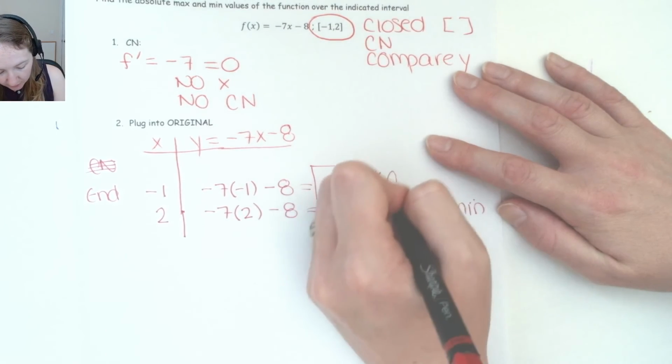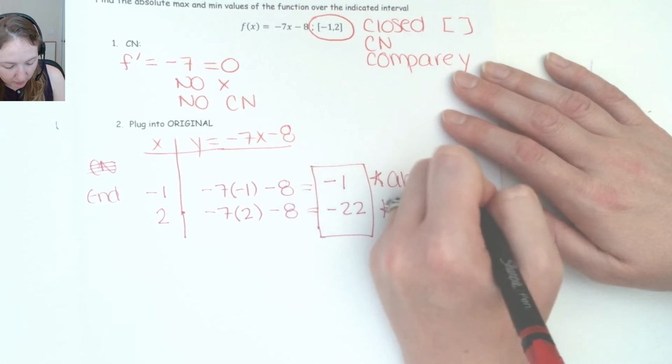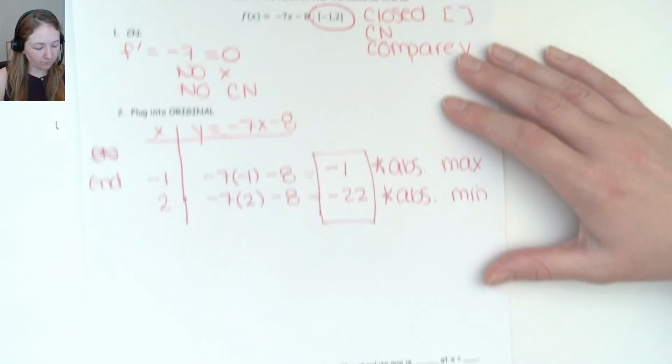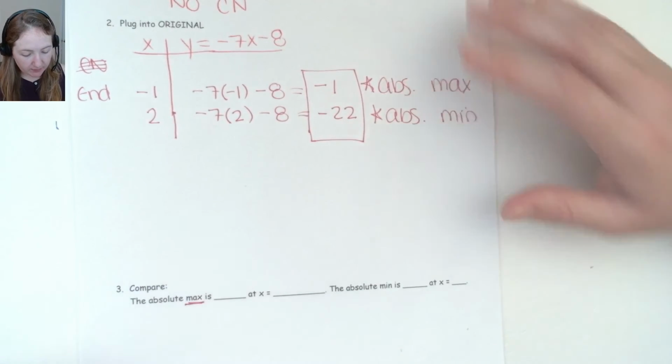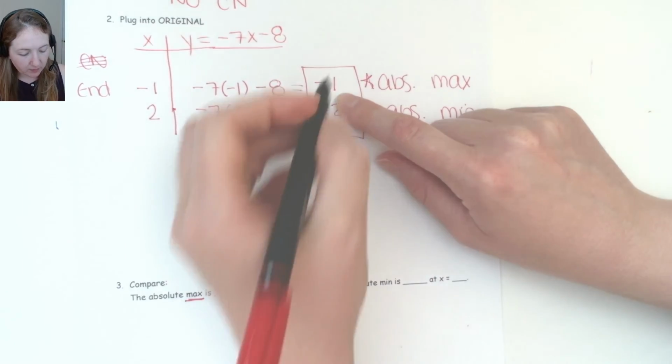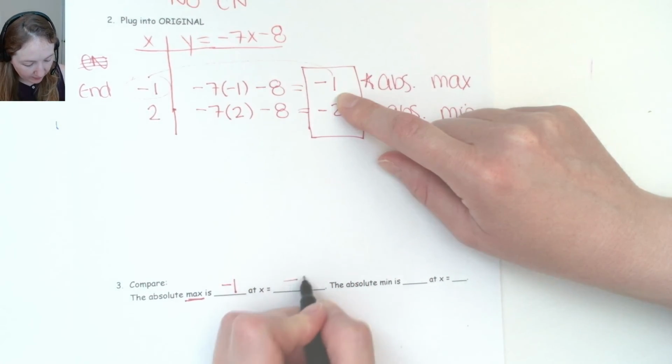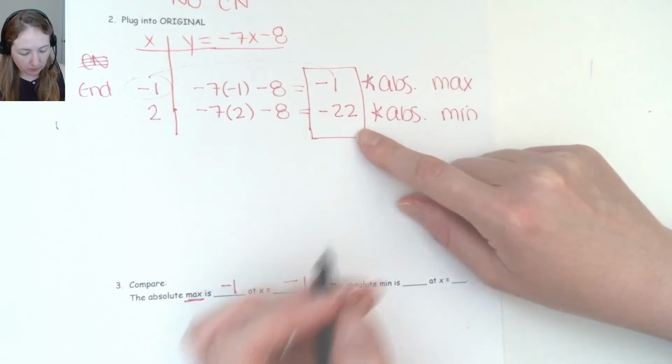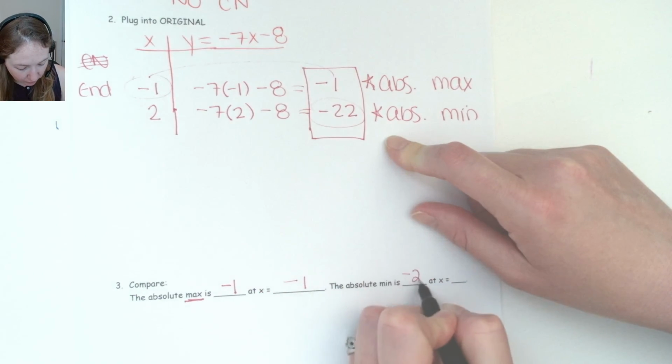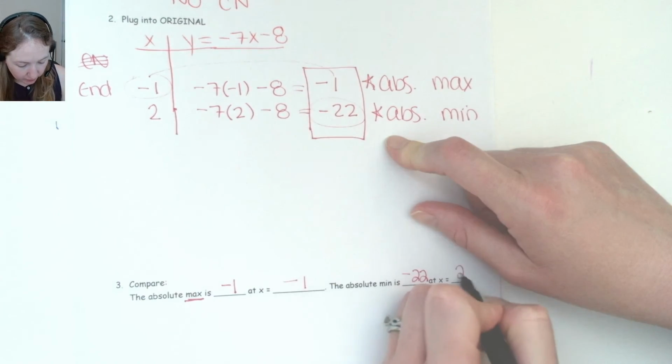And then the larger y value is the -1. That is our absolute max. So our absolute max is -1. That occurs at -1. And then the absolute min is -22, and that occurs at 2.